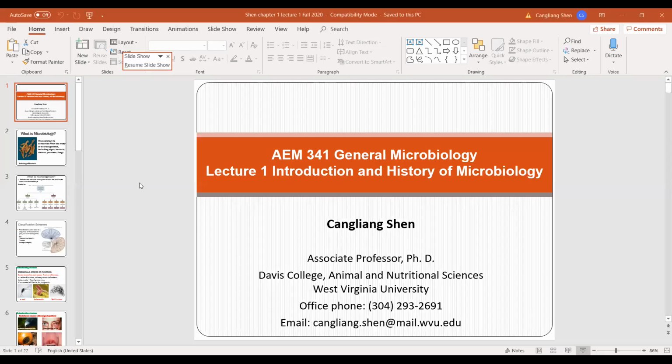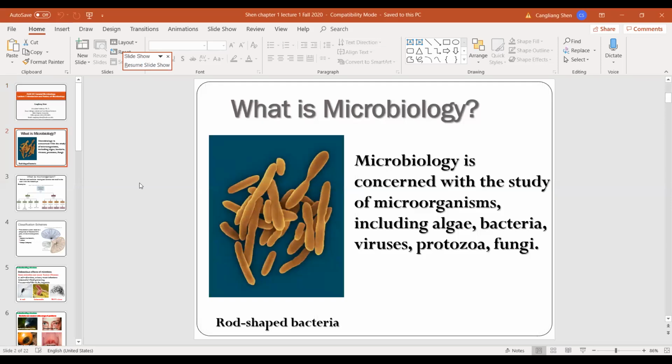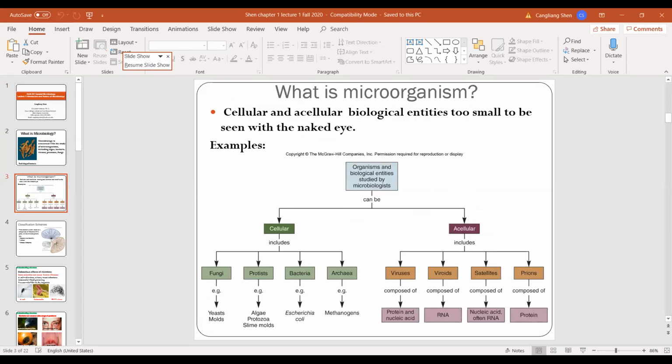So then we go back to see the slides, what we really talk about. Microbiology, in the slides, is concerned with the study of microorganisms, including algae, bacteria, virus, protozoan, and fungi. And the picture which is shown is a rod-shaped bacteria. So then we have these slides. It's a little bit complicated, a lot of pictures there.